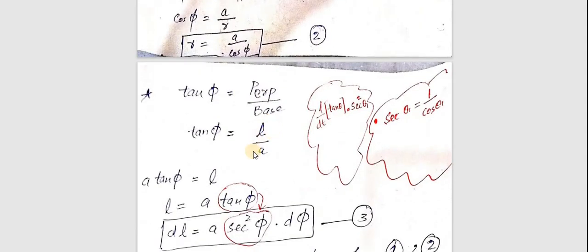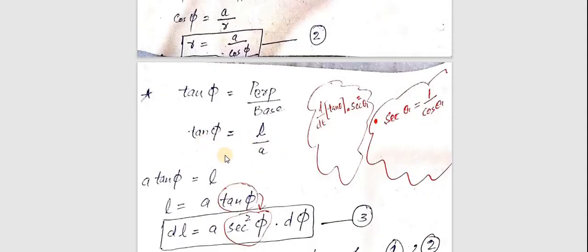Now we have to find the value of L, or we can say the value of dL. In order to find the value of dL, we will take this right angle triangle again. We know that tangent is equal to perpendicular divided by base. So this is the perpendicular and this is the base, so tangent phi will be equal to L over A. By rearranging this equation, we have A tangent phi is equal to L, or L is equal to A tangent of phi.